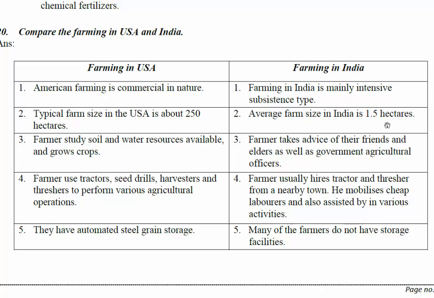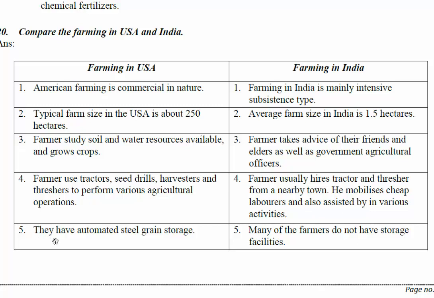Big differences, isn't it? In the USA, farmers study soil and water resources available and grow crops. Whereas in India, farmers take advice of their friends and elders as well as government agricultural officers. In USA, farmers use tractors, seed drills, harvesters and threshers to perform various agricultural operations. They use a lot of machines. In India, the farmer usually hires a tractor and thresher from a nearby town. He mobilizes cheap laborers and is also assisted by family members in various activities.